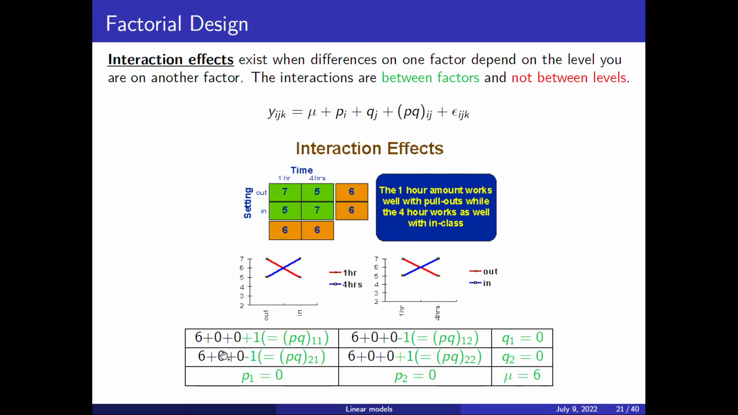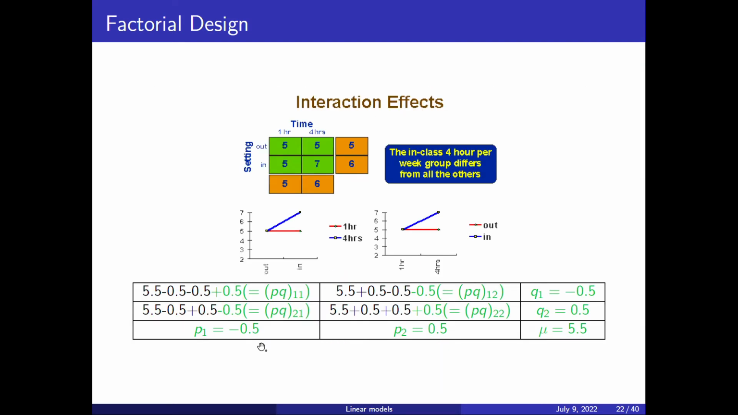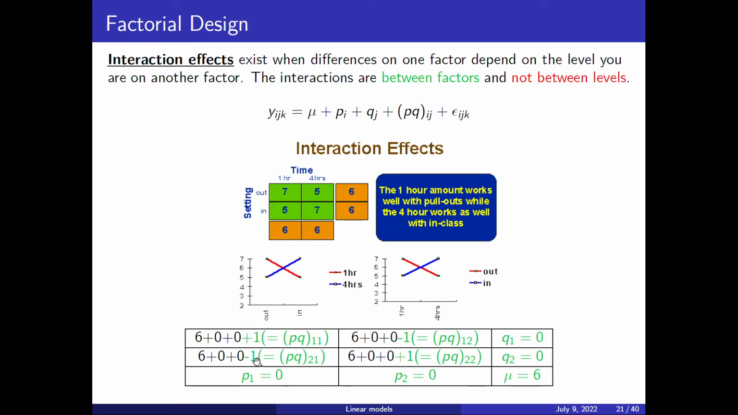So I was explaining 6 in each one of the cells, and here I need an extra 1, here I need an extra -1, an extra -1, and an extra 1. And actually the interactions, they are also constrained. If you see by rows and by columns, they all add up to 0. So 1 minus 1 is 0, 1 minus 1 is also 0, -1 plus 1 is also 0.